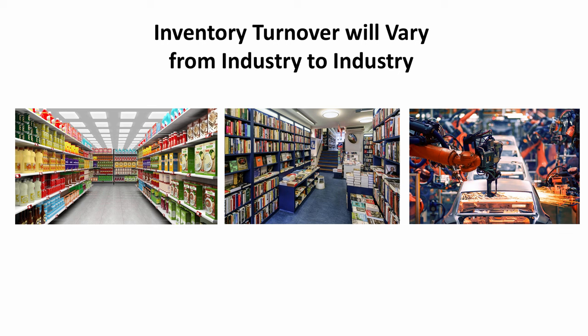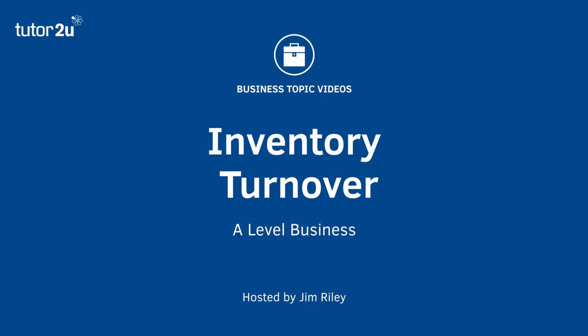But don't forget, we're also looking in our studies at concepts like lean production, and the car manufacturing sector is a good example of that. The idea of lean production is that the inventory, the raw materials and the components arrives on the production line just when it's needed. The whole idea of lean production is to have lower levels of inventory and higher levels of inventory turnover. Okay, hopefully that's useful. That was an overview of and an introduction to inventory turnover.